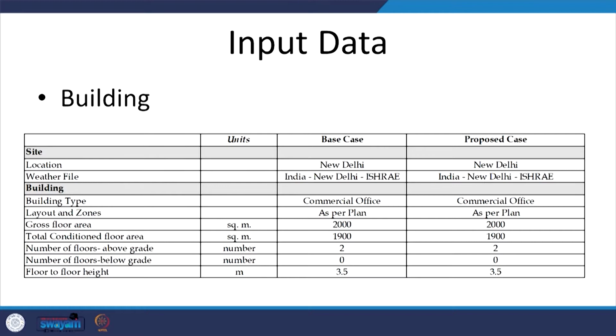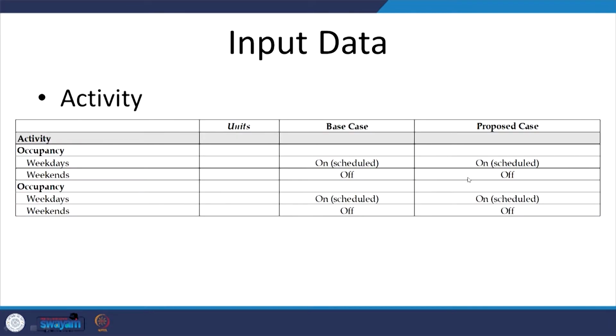By now we have already completed our base cases and we have also completed the proposed case. Just to give you a quick recap, we have the input data for both the base cases and proposed cases here. So, here we see location and weather file being the same, building type being the same, layout and zones remaining the same, gross floor area, total conditioned area, the number of floors, above and below grade, and floor to floor height. So, the basic building geometry remains the same. We do not have to change that in the proposed case.